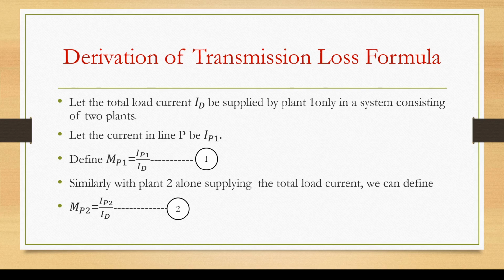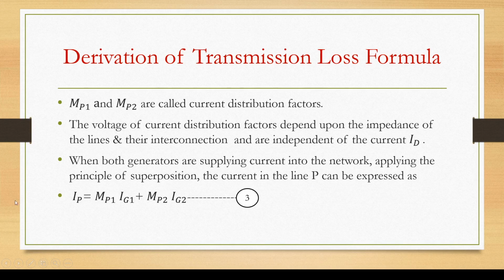Okay, IP is current in line P and ID is the total load current, and MP1 is nothing but current distribution factor. Now similarly, if plant 2 alone is supplying the total load current, then we can define the current distribution factor MP2 as IP2 by ID. Okay, so the first equation is when only plant 1 is acting. Here only plant 2 is taking the total load current. So these MP1 and MP2 are nothing but current distribution factors.